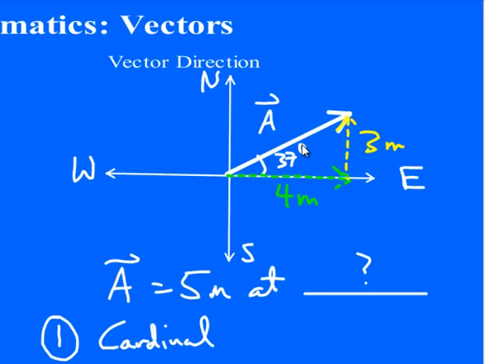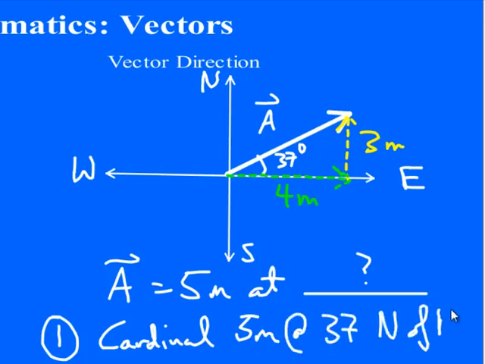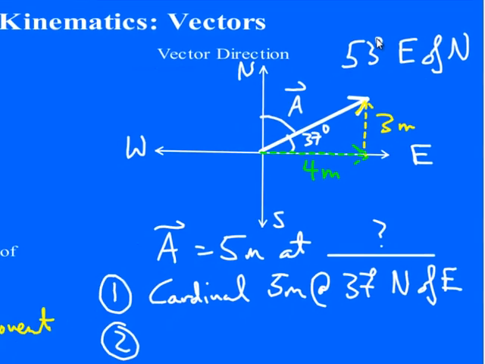So in cardinal direction terms, you would say that this was 5 meters at 37 degrees north of east. I use east as my reference line, 37 degrees north. I could also alternately use this one here, its complement, that would be 53 degrees east of north. Either of those is valid. That's called using the cardinal directions.